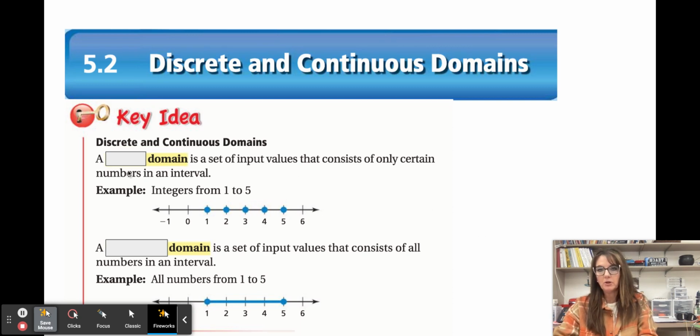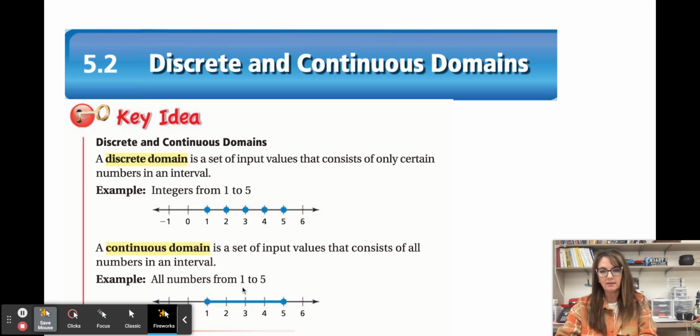So when we're talking about a discrete domain, it's a set of input values that consists of only certain numbers or intervals. For example, notice just these points, integers from 1 to 5. So 1, 2, 3, 4, and 5. Nothing in between. If we are talking about a continuous domain, then the input values contain all the numbers in the interval. So all numbers from 1 to 5, okay, looks like this.